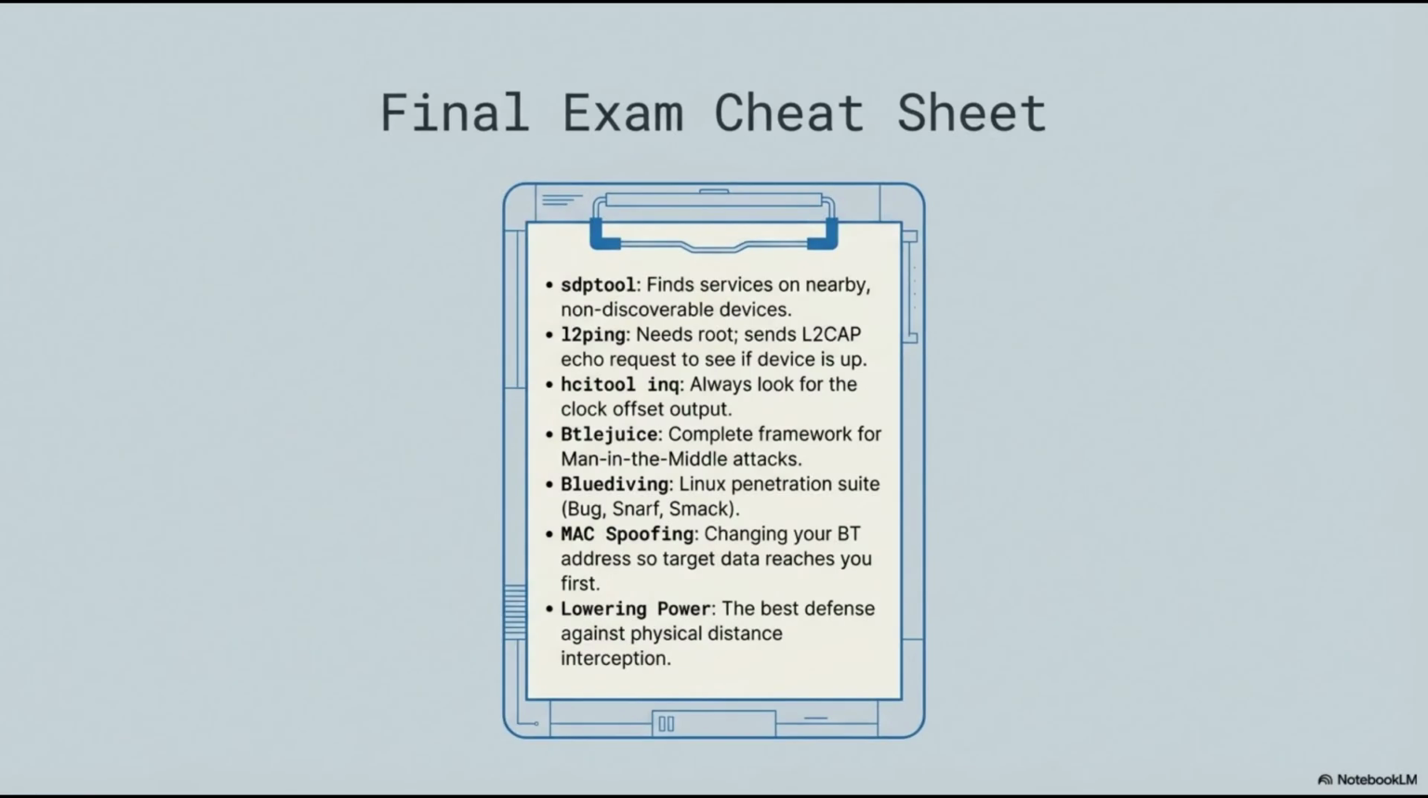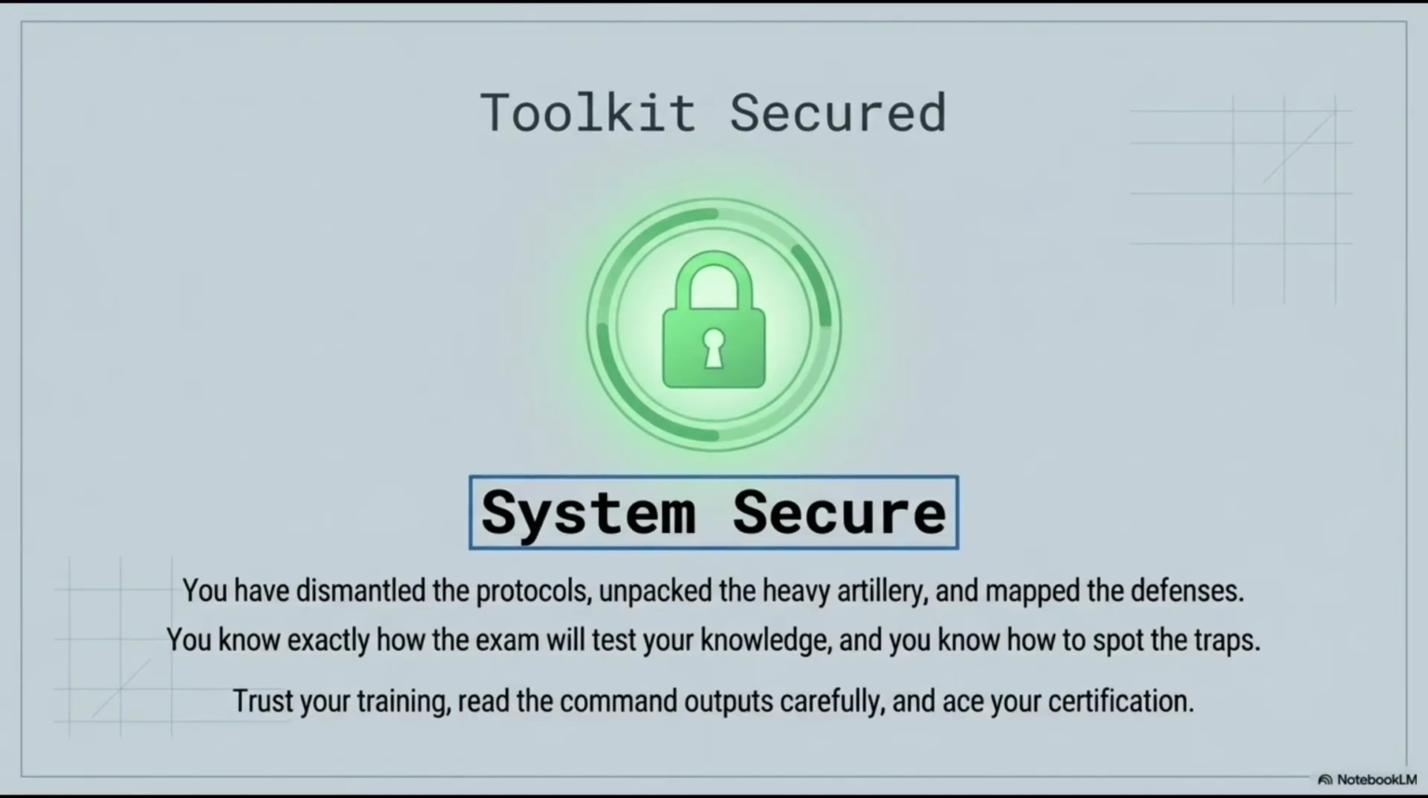Your final study prompt. Of all the tools and techniques reviewed in this toolkit, which offensive tool and defensive countermeasure pair do you believe represents the most critical dynamic to understand for the exam, and why? Weigh your options there. And finally, we transition to slide 15, titled Toolkit Secured. Congratulations, you've dismantled the protocols, unpacked the heavy artillery, and mapped the defenses. You've got this. Remind yourself to trust your training, read command outputs carefully, and be wary of distractors on your certification exam. But I want to leave you with one final, provocative thought to ponder on your own.